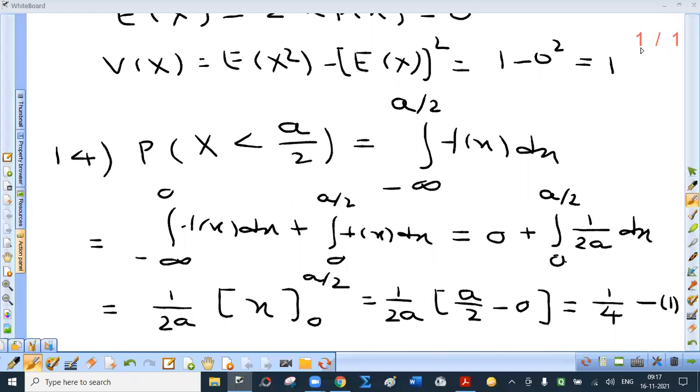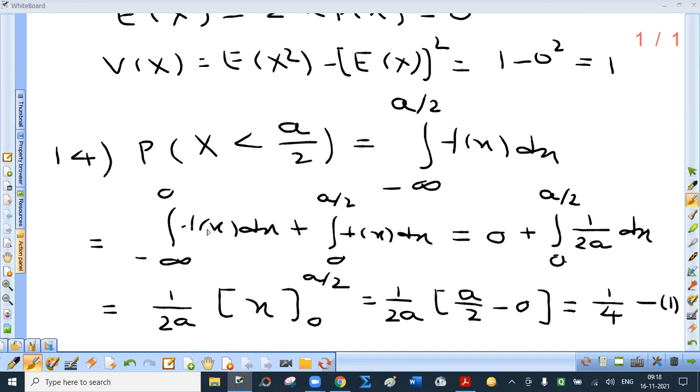Sum number 14. The probability density function of a continuous random variable x is given by f of x equal to 1 upon 2a, 0 less than x less than 2a, a greater than 0, and f of x equal to 0 otherwise. Show that P of x less than a by 2 is the same as P of x greater than 3a by 2. Okay, now it is P of x less than a by 2, by that we mean integral minus infinity to a by 2 f x dx. Split this as minus infinity to 0 plus 0 to a by 2.